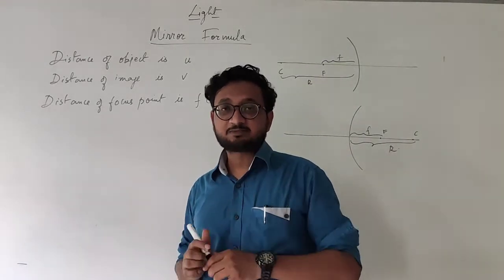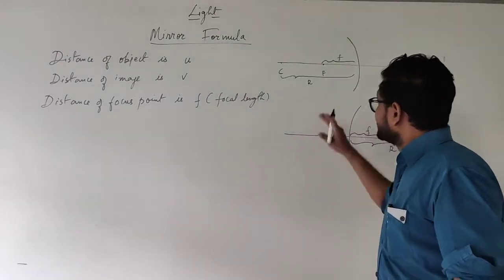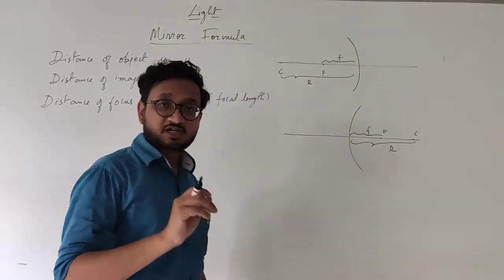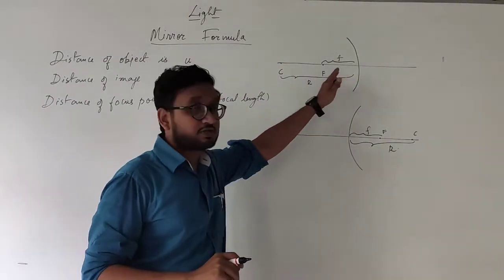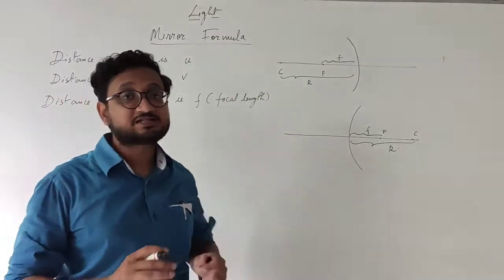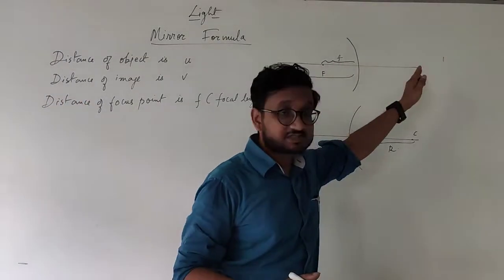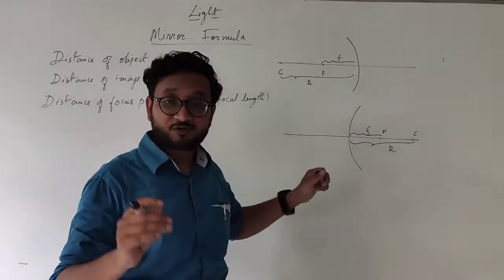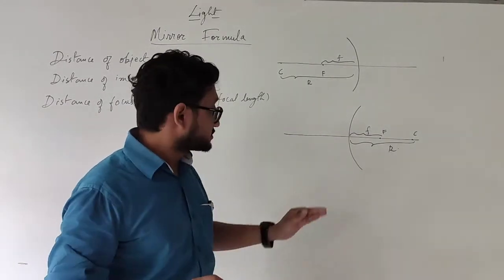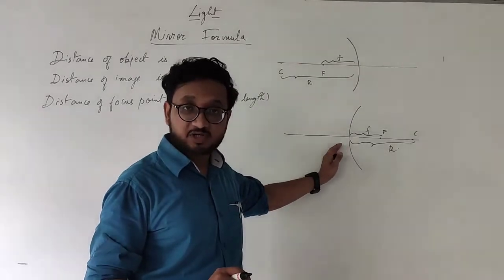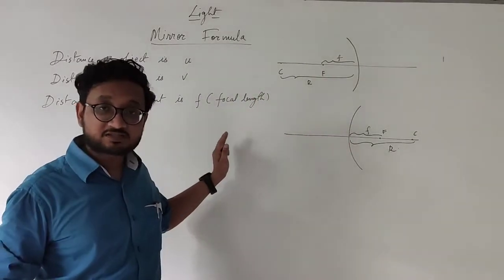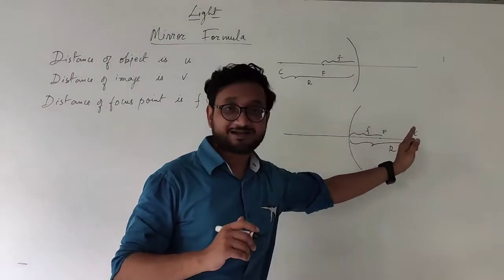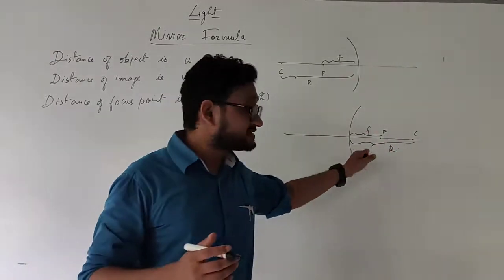First of all, this is our concave mirror and this is a convex mirror. We studied the sign convention that everything on the left hand side on the x-axis is negative and everything on the right hand side of the x-axis is positive. This is not just for a concave mirror, but for any mirror, even the plane mirror. So in the case of the convex mirror as well, everything on the left hand side on the principal axis is taken as a negative distance and everything on the right hand side on the principal axis is taken as positive distance.